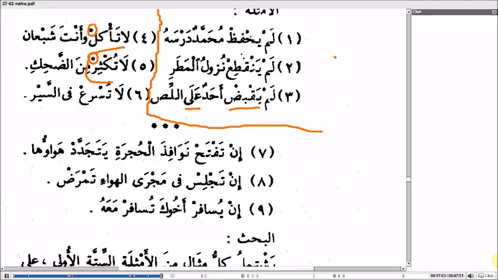Then, if Muharram can read the last one, inshallah. لا تسرع في السير. Basically, don't walk too fast. Don't move too fast. Right? لا تسرع, don't go fast, في السير, when you're traveling and moving around. The point is, the fi'l mudari is majzoom.